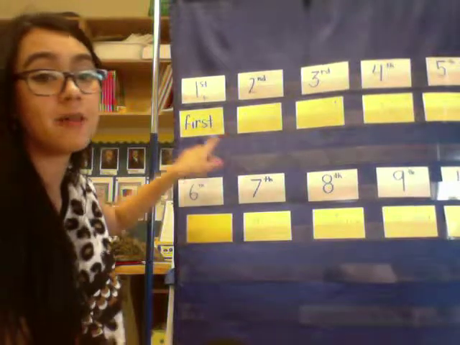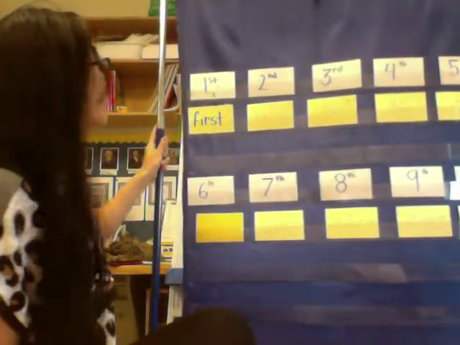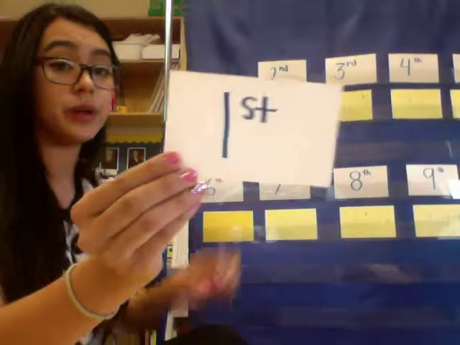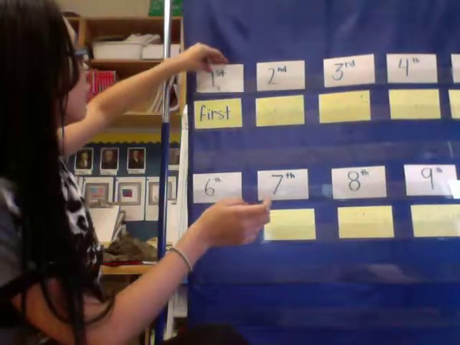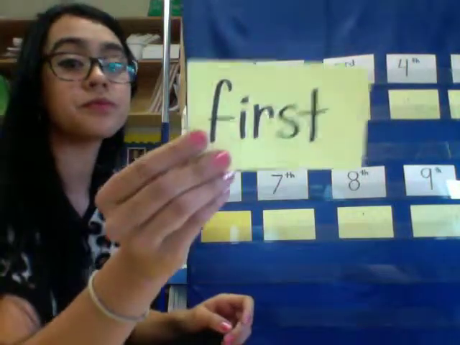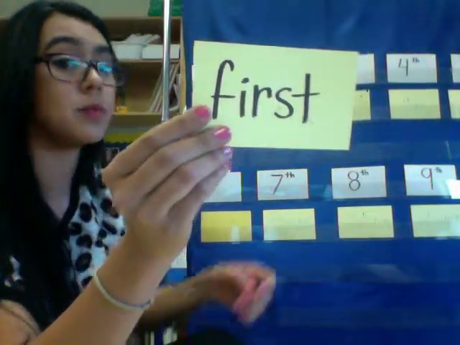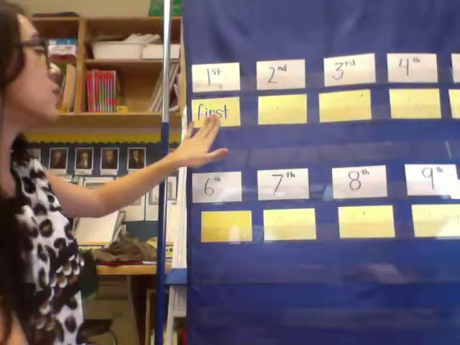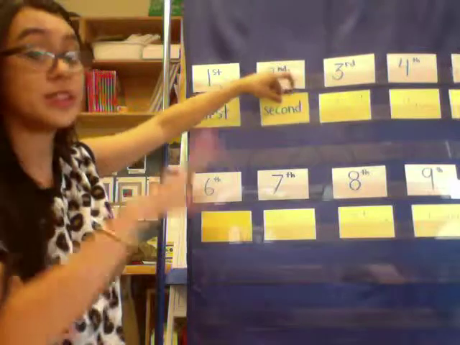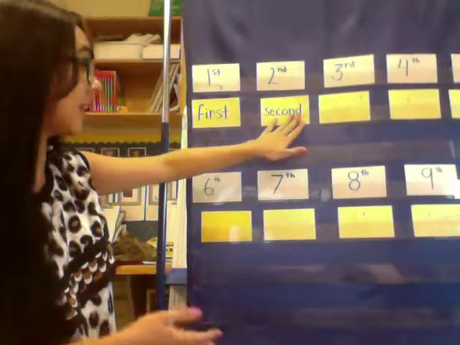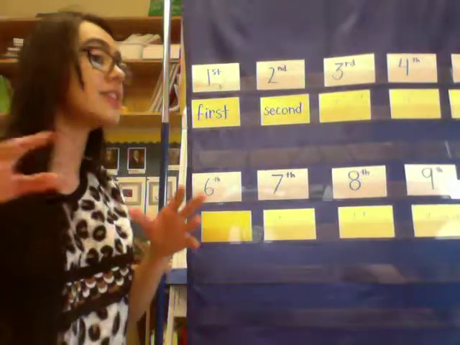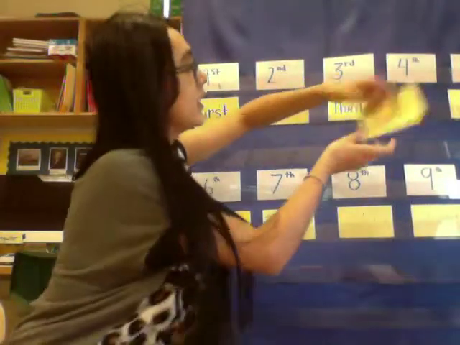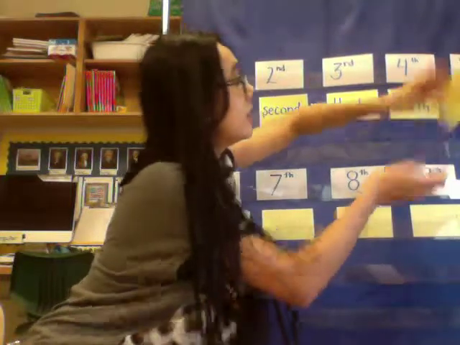And also notice how my cards have different colors. So for the numerals, I use white with blue marker, and for the word form, I use yellow with black marker, which shows the difference. It helps them. So I can go first, then we say it first, then second, I say second, then we say it second, then third, we say it third, and so on until we get to tens.